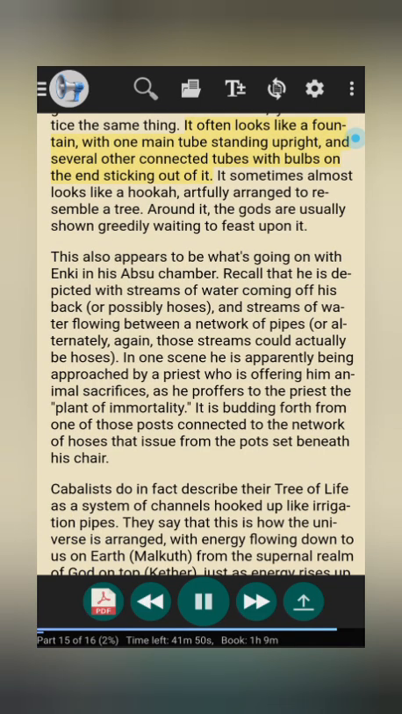It often looks like a fountain, with one main tube standing upright and several other connected tubes with bulbs on the end sticking out of it. It sometimes almost looks like a hookah, artfully arranged to resemble a tree. Around it, the gods are usually shown greedily waiting to feast upon it.